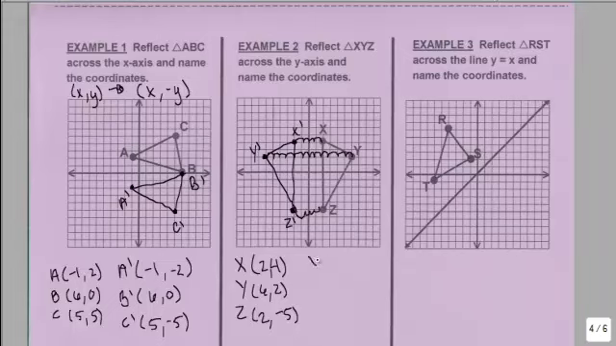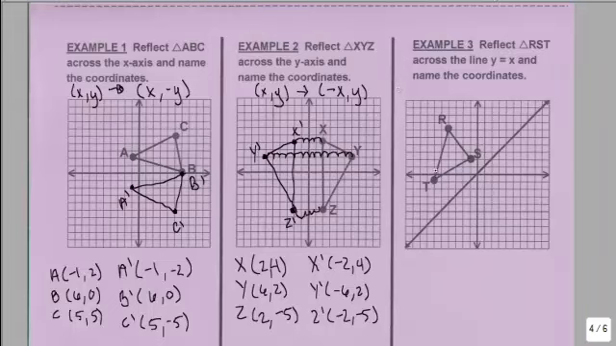And whenever we reflected it across the y-axis, our x prime is now at negative 2, 4. Our y prime is now at negative 6, 2. And our z prime is now at negative 2, negative 5. So whenever we reflect across the y-axis, the only thing that changes is that we change the sign of our x, and our y stays the same.